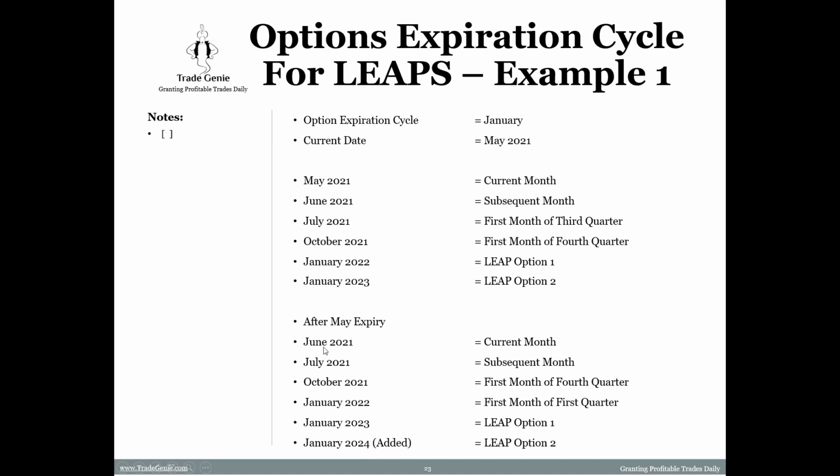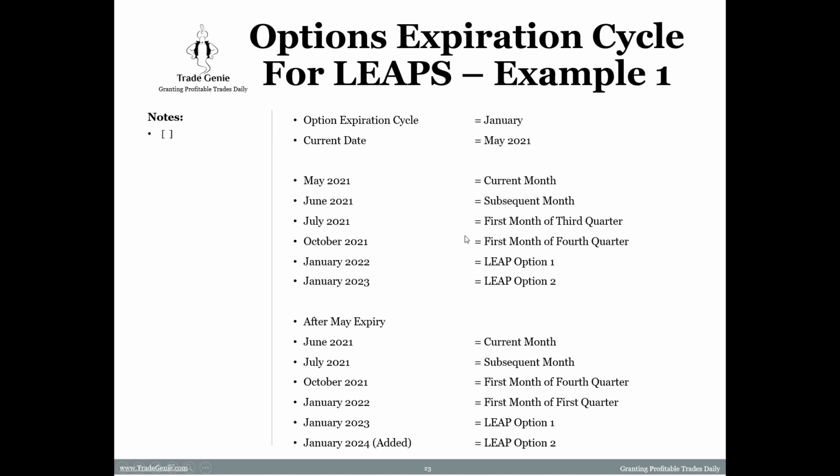So knowing this, when the May options are expiring and you are interested in LEAPs, you will know that you can buy as far as January of 2024. Sometimes you decide whether to buy a 6-month option, 1 year options, or 2 year or 3 year. So now you know you can go as far as January 2024 when the May option expires. Do some Googling and find out what is available there. So June is the current month, July is the subsequent month after the May expiry, and October is the first month of the fourth quarter.